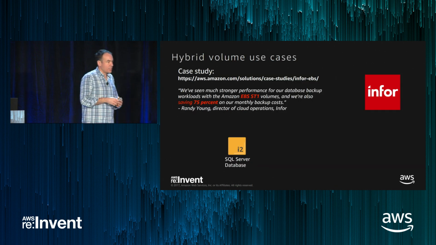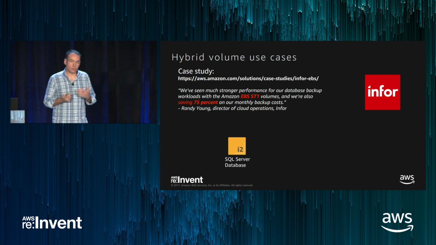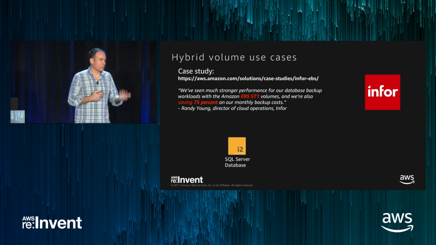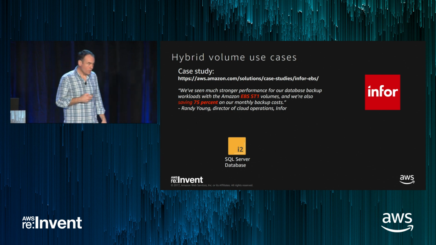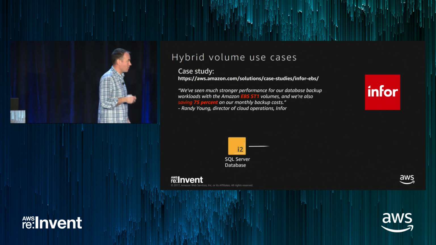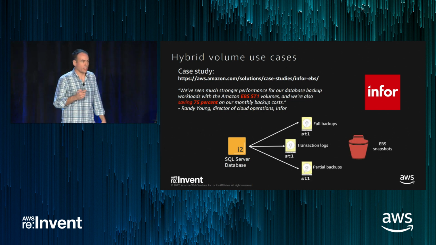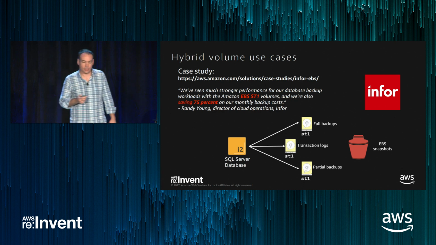So another interesting use case. Infor is a customer that runs their SQL Server databases on I2. They need the local instance storage. They need the latency and the performance that provides them. But what they realized that they could do is use ST1 volumes. And I saw a couple confused. Jody mentioned earlier that you could use these streaming volumes for backups. I'm going to explain how that goes.